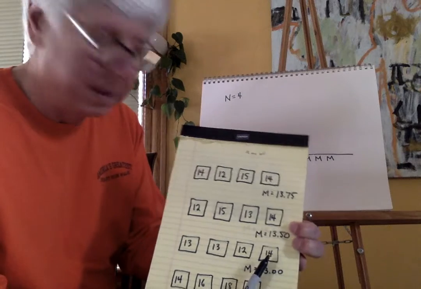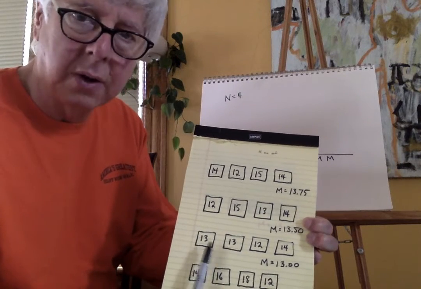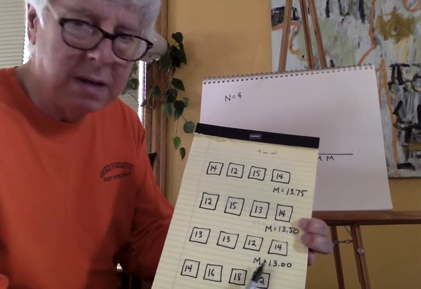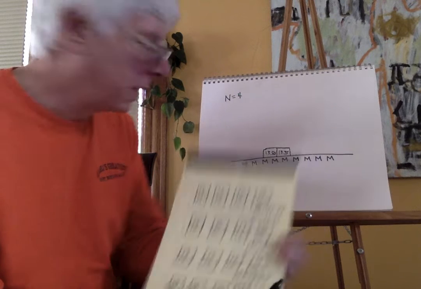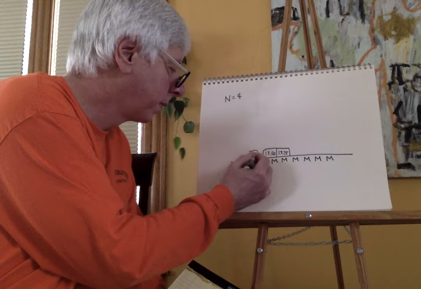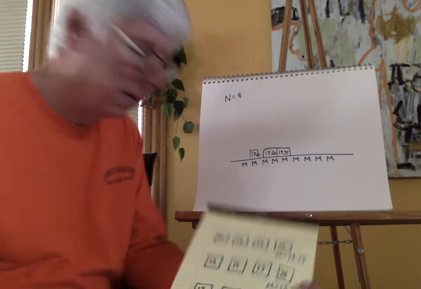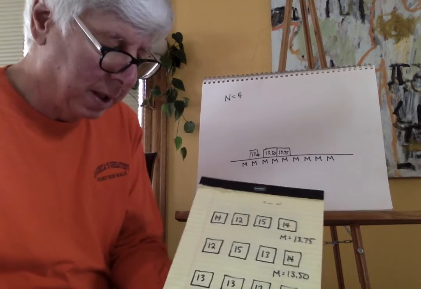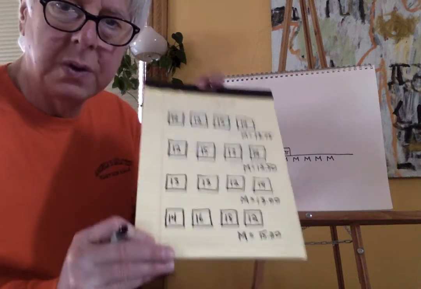So I see that again. I see some others that are close. Here's the mean for this sample of 4, and it's 13. So I'm going to put that 13 here. Okay. Let's look at another sample, our 4th sample.